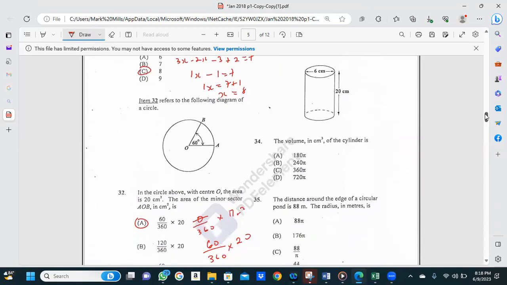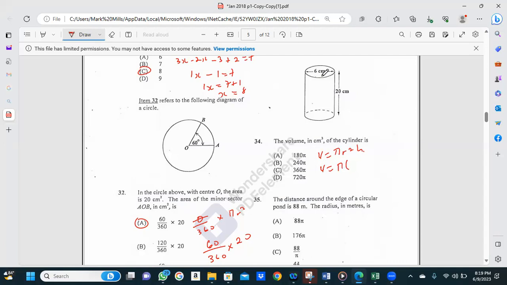Item 34. We want to calculate the volume in centimeters cubed of the cylinder, right? So the question is this, what do I do? Volume is equal to pi r squared times the height.